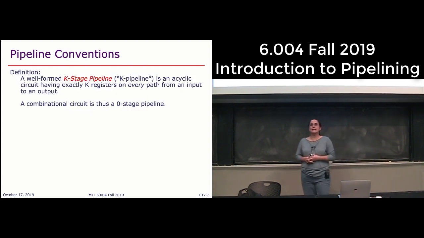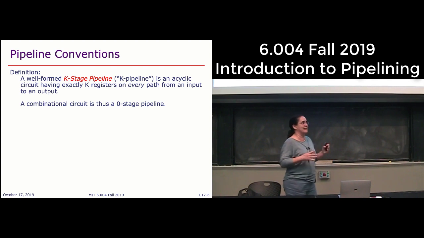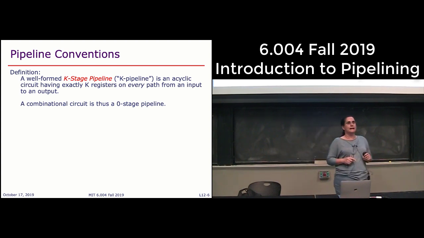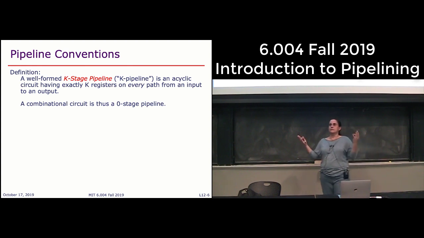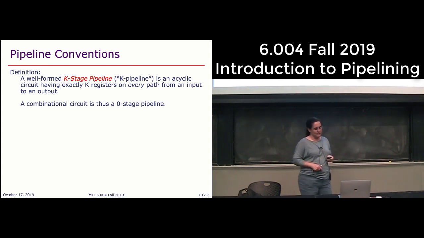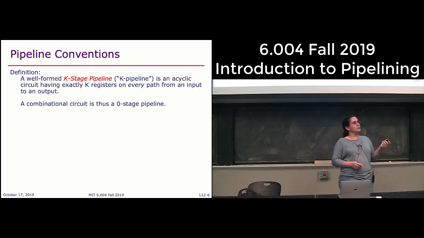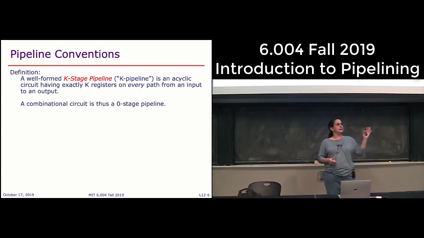All right, so let's go ahead and have some definitions and conventions of how we deal with pipelines. So the first is what exactly is a well-formed K-stage pipeline? We just took a look at a 2-stage pipeline. Of course, for larger circuits, we can divide it up into more than 2 stages. And so in order to have a well-formed pipeline, you must have a circuit that's acyclic, and you have to have exactly K registers on every single input to output path, okay? And so we'll see what exactly that means in a second.